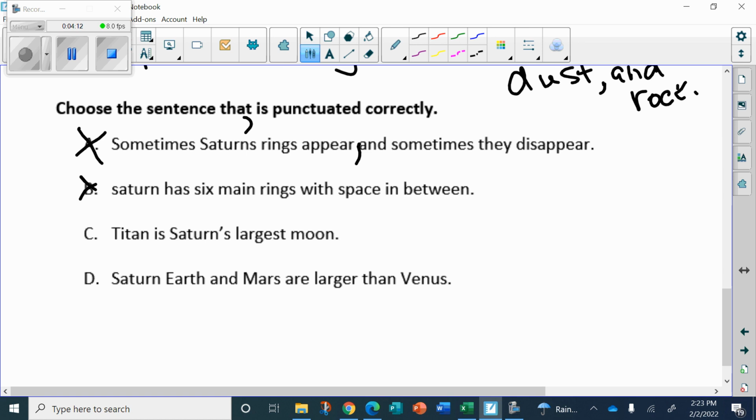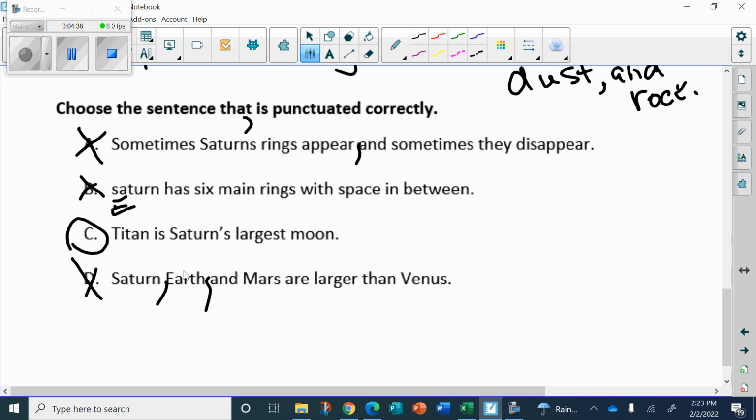Saturn has 6 main rings with space in between. Well, that one should be easy because Saturn is not capitalized. The beginning of the sentence is not capitalized. Titan is Saturn's largest moon. That one looks pretty good. So that might be a possibility. So let's go to the next one. Saturn, Earth, and Mars are larger than Venus. So, yep, I see a list, don't I? So let's put the commas in between because it's a list or a series. So C is your answer.